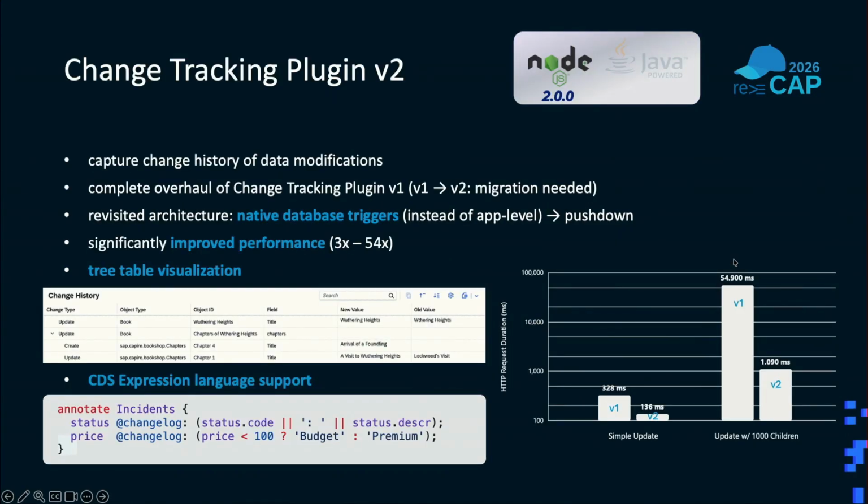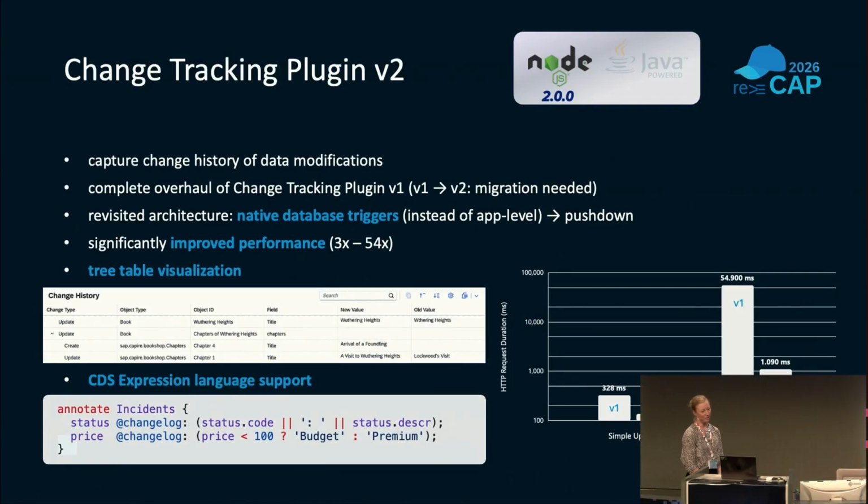There you go. Okay, so let's quickly recap what we just saw in the demo. As Lisa already mentioned, we completely revisited, re-architected the plugin. So the new version, version 2, uses native database triggers instead of app-level triggers, which makes sense and is beneficial in a couple of ways.